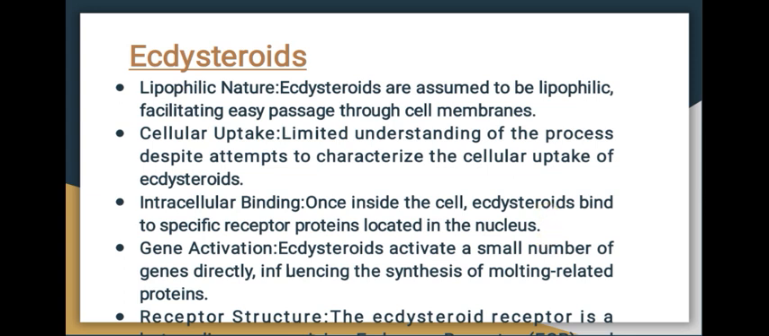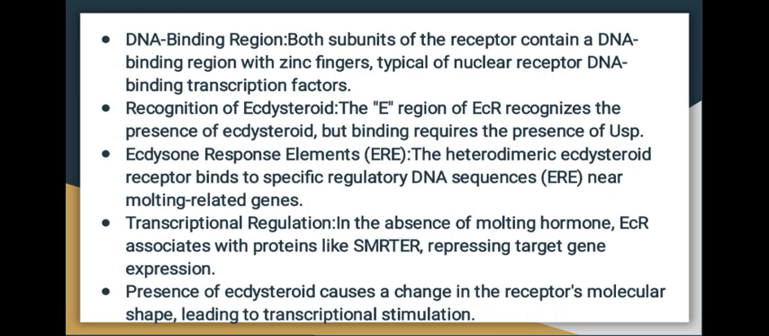Then receptor structure is very important. DNA binding region. Both subunits of the receptor contain a DNA binding region with zinc fingers, typical of nuclear receptor DNA binding transcription factors. Here we mentioned different types of insect hormones in the first stage. Now we are selecting different insect hormones individually, and analyzing their mechanism of hormone action.